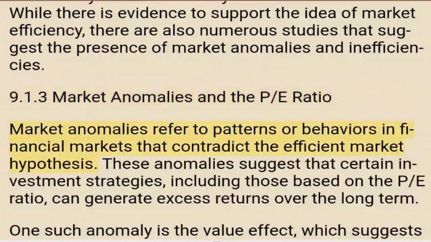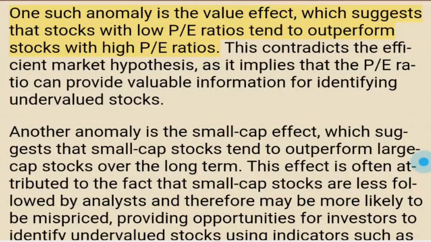Market anomalies refer to patterns or behaviors in financial markets that contradict the efficient market hypothesis. These anomalies suggest that certain investment strategies, including those based on the P/E ratio, can generate excess returns over the long term. One such anomaly is the value effect, which suggests that stocks with low P/E ratios tend to outperform stocks with high P/E ratios. This contradicts the efficient market hypothesis, as it implies that the P/E ratio can provide valuable information for identifying undervalued stocks.